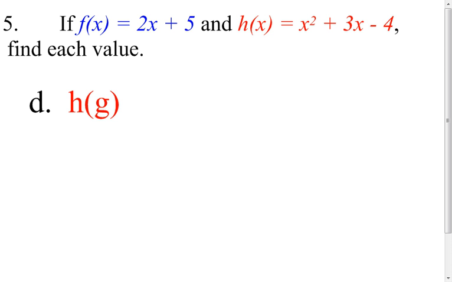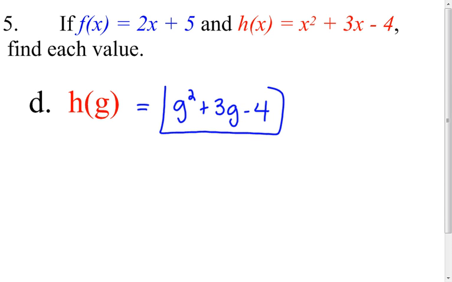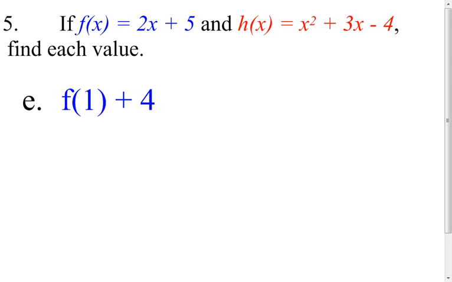All right, this is asking me to plug g in to h's equation. Okay, so when I plug g in for x, everywhere I see an x, I would get g squared plus 3g minus 4. Okay? Again, there's no like terms to combine, nothing to do, there's no simplifying to even do. This is what I would get when I find h of g and plug g in to h's equation wherever I see an x.